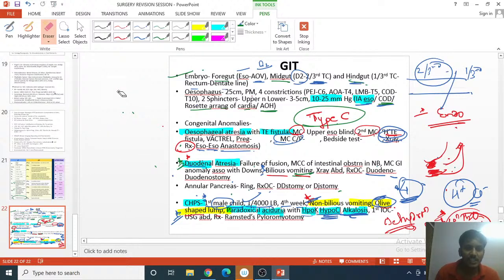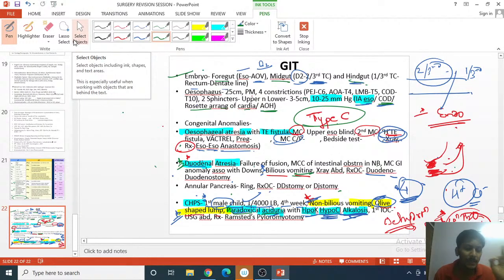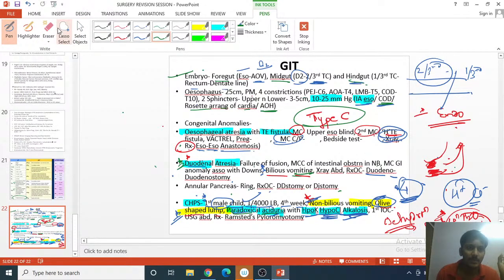So remember, in CHPS what happens is there is hypokalemic, hypochloremic, metabolic alkalosis along with paradoxical aciduria. अगर नहीं समझ में आ रहा है कॉन्सेप्ट, प्लीज रट लो ये चीज, बिकॉज इसी पे क्वेश्चन आया था. Okay, please remember, hypokalemic, hypochloremic, metabolic alkalosis. Please remember. Okay, then first investigation of choice क्या करोगे तुम इन केसेस ऑफ CHPS?